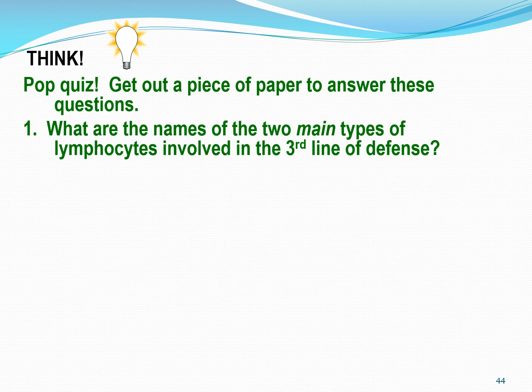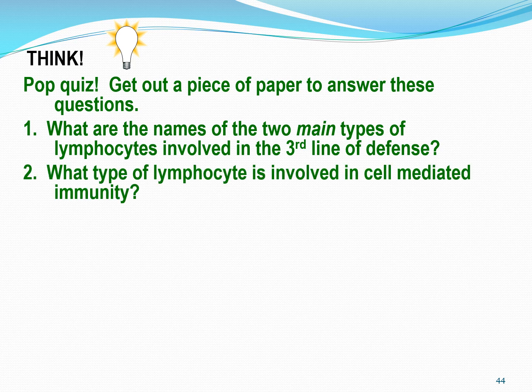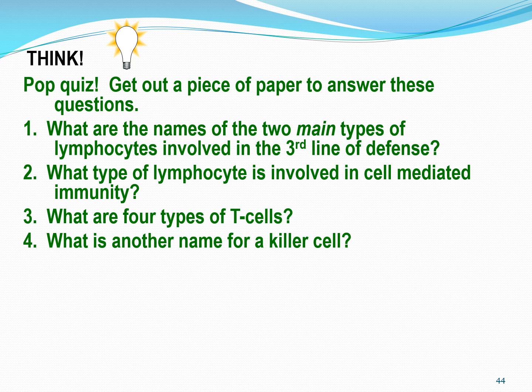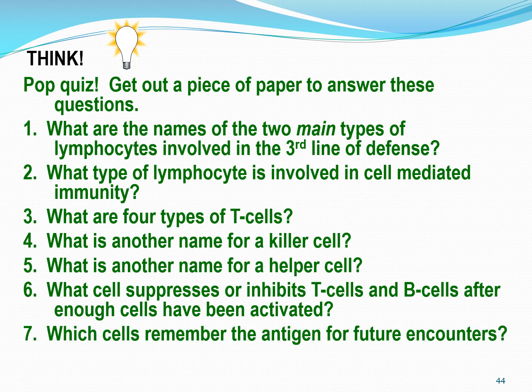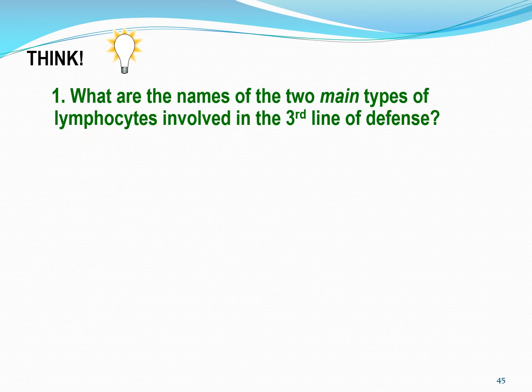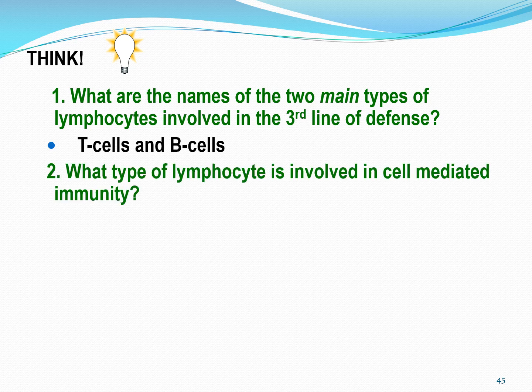So guys, again, I want you to use these slides as a way to study. You can pause this one now, take out a piece of paper, and see if you can answer each one of these questions at home. Okay, so what are the names of the 2 main types of lymphocytes involved in the 3rd line of defense? We know they're T cells and B cells, right?